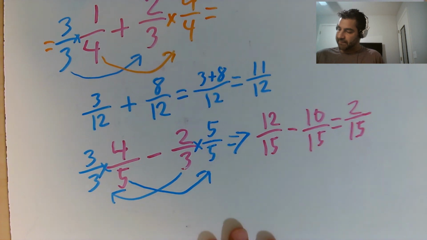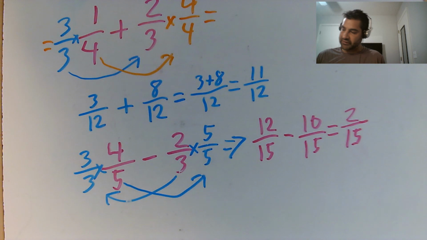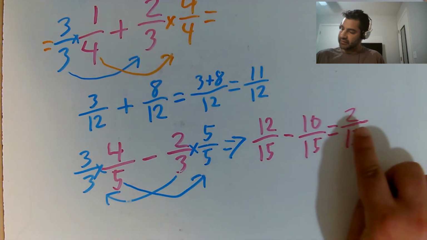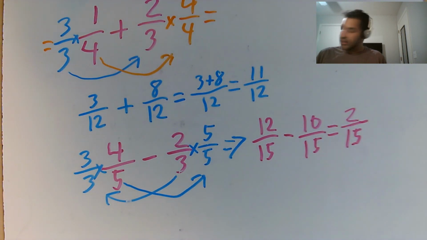So you can change the version of fractions by multiplying by different numbers. And then, can this be reduced? Is there a number that goes into 15 and 2? There is not. So that's our final answer.